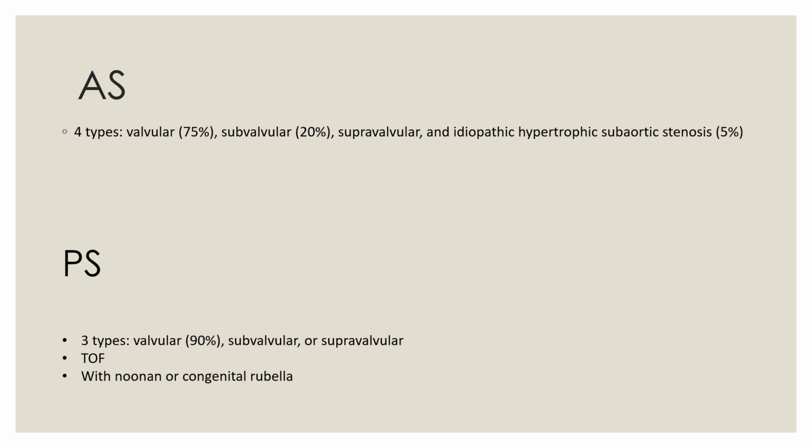Aortic stenosis and pulmonary stenosis. Aortic stenosis can be of four types: valvular, subvalvular, supravalvular, and idiopathic hypertrophic subaortic stenosis. You have to know that valvular is the most common type. Pulmonary stenosis is of three types: valvular, subvalvular, and supravalvular. The valvular type again is the most common type, and it is associated with TOF or with Noonan and congenital rubella.